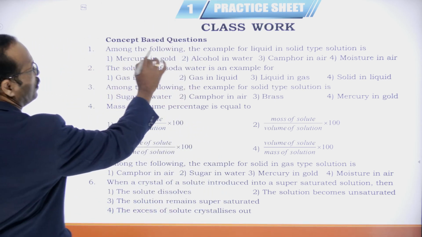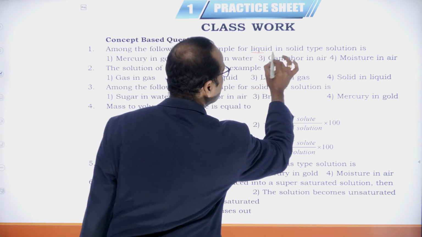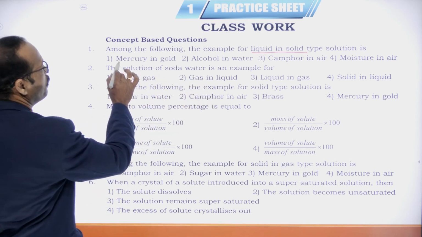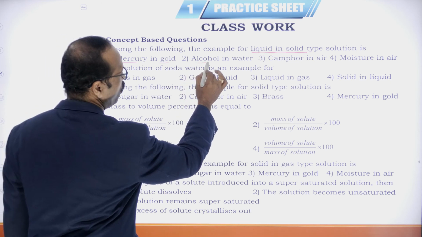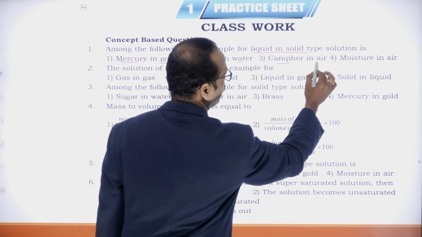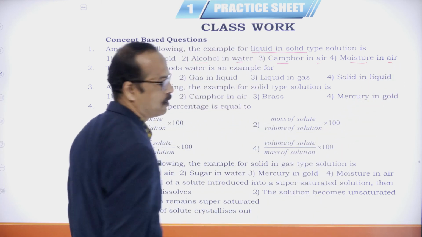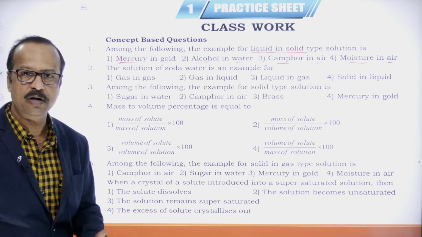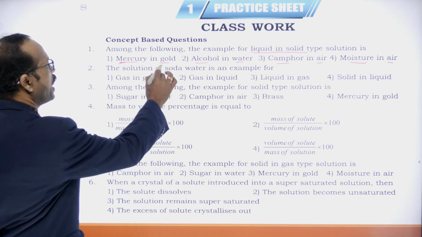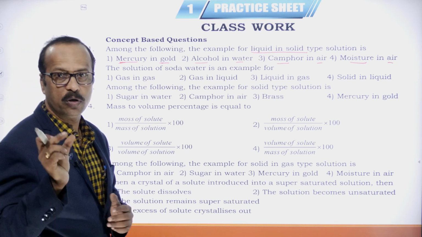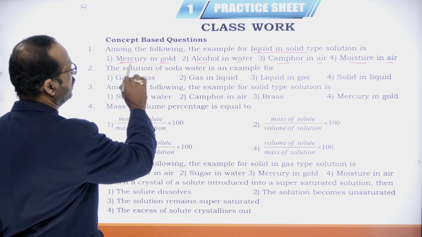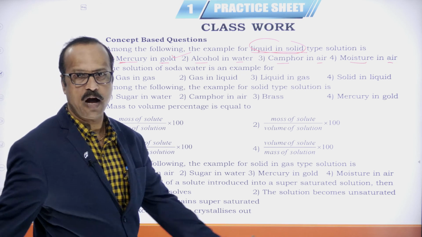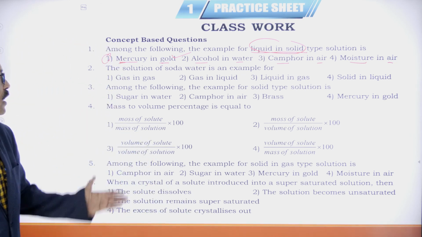So see here, among the following examples, liquid in solid type solution. Very simple, you only will say liquid in solid. Now see: mercury in gold, alcohol in water, camphor in air, moisture in air. What are they asking? Liquid in solid. Mercury, is it liquid or solid or gas? Liquid. And gold, liquid or solid or gas? Gold, solid. So this is liquid in solid, so our answer is 1. That's all. How simple is it? Yes or no?